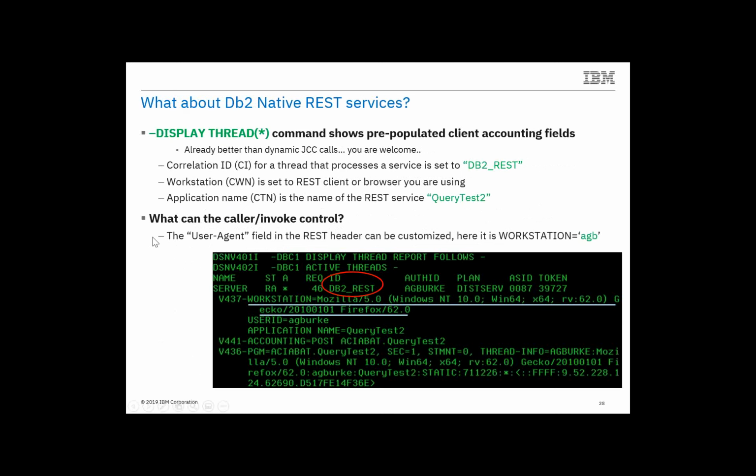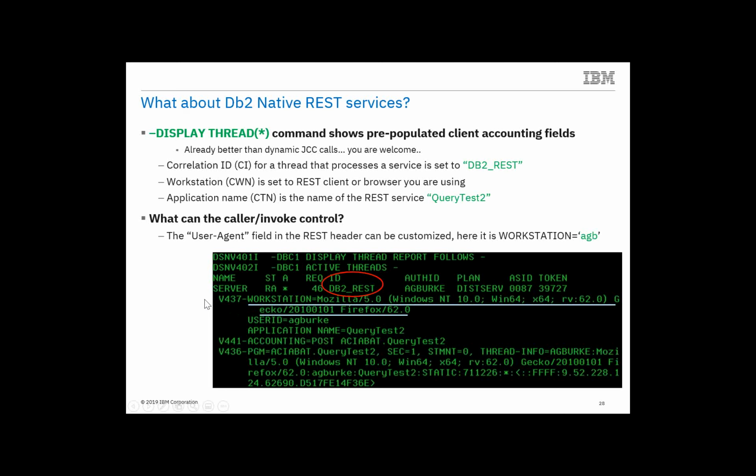Now, these fields also apply to REST services. So if you're using the native REST in DB2, the correlation ID will always come through and say DB2 REST. And then the application name is going to come through with the name of the REST service you're invoking, which also maps back to the name of the package in DB2. So we're doing that all for you.